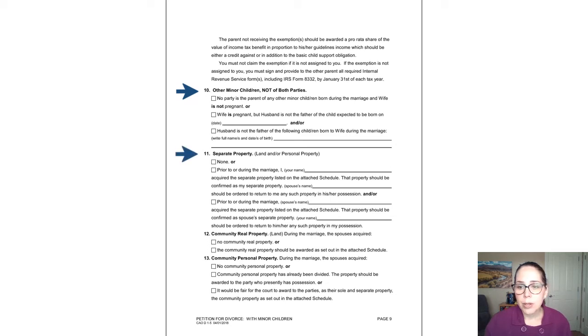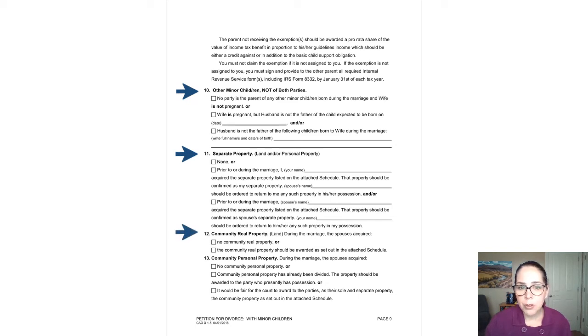Paragraph 11 is where you're going to start identifying the distribution of property. Paragraph 11 refers to separate property. This is any property acquired by either party before the marriage or during the marriage by gift or inheritance. If you have any questions, you can contact an attorney. If there is no separate property, you can just mark none and move on. If there is, you would list the names, and then in the attached schedule, I will go over how to identify that separate property.